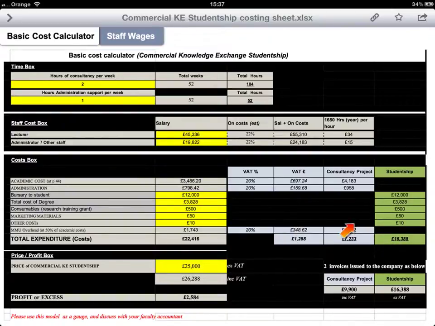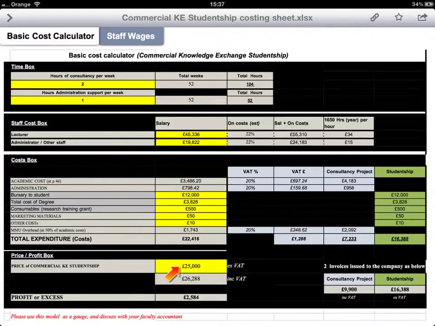So now we've got the consultancy costs and the studentship costs incorporating the VAT element, we now have an understanding of the total costs of this project. There's the total costs ex VAT, and we can come to the pricing now. MMU Cheshire has utilised £25,000 as a price for a 1-year KTP, a 1-year commercial K studentship, which gives a totaling VAT of 26,288.